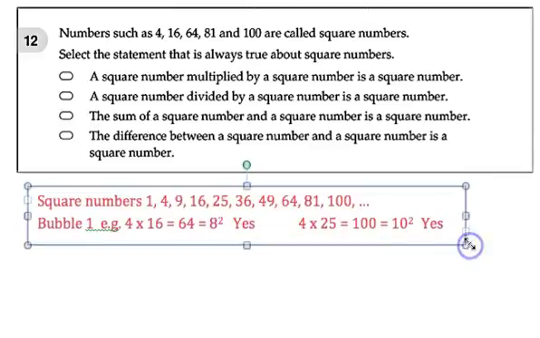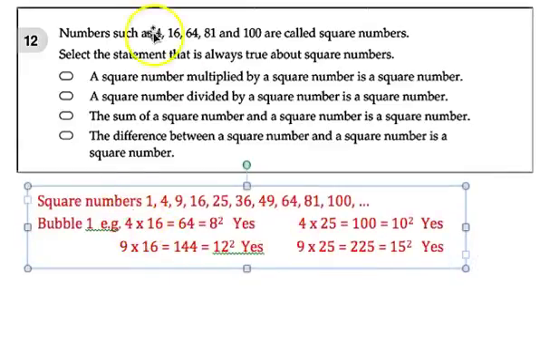Now let's look at that first one. So this is bubble 1. Just some examples here. Looking at just any two square numbers, let's say 4 times 16. Well, 4 times 16 on your calculator is 64. We know that the square root of 64 is 8. That means that 8 squared is 64. So 64 is a square number. Just choosing some other square numbers, let's say 4 and 25. 4 times 25 is 100. We know that 100 is 10 squared, so 100 is a square number.